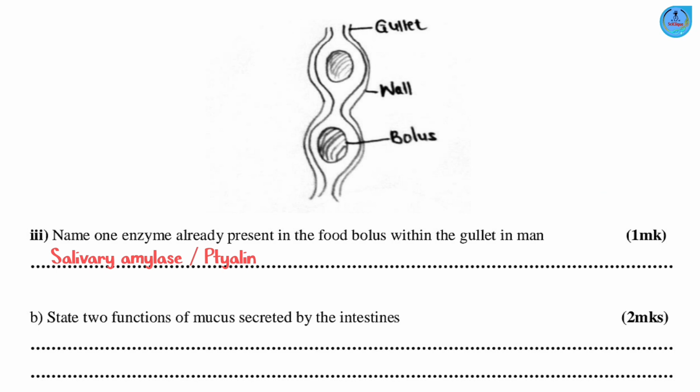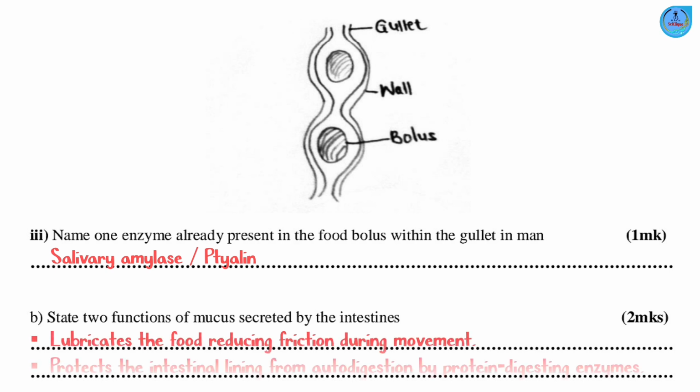Part B, state 2 functions of mucus secreted by the intestines. So as mentioned, goblet cells which secrete mucus are found all over the alimentary canal. Now they have several functions. So let's mention 2. Number 1 is that they lubricate the food, reducing friction and making movement smooth. Number 2 is that they also prevent autodigestion of the lining of the intestines by the protein digesting enzymes.